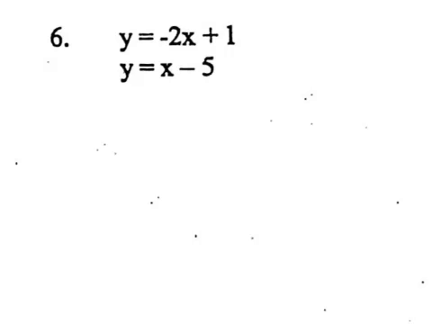Since they're both solved, you can choose either one to plug in. I'm just going to use the first one and put parentheses. Since this is solved for y, I can take this and I can plug it into the other y. So what I have is negative 2x plus 1 equals x minus 5. All I did was take this here and plug it in to the other y. Then you just solve.